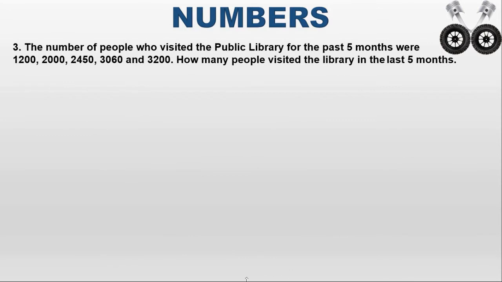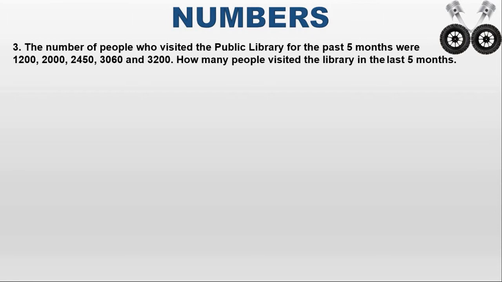The number of people who visited the public library for the past 5 months were 1200, 2000, 2450, 3060, 3200. How many people visited the library in the last 5 months? So what is the given? What is the question given here? The number of people who visited the public library for the past 5 months. That means for the first month, how many people visited? 1200 people visited.